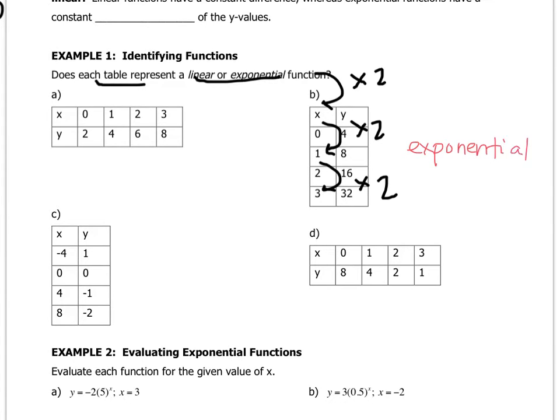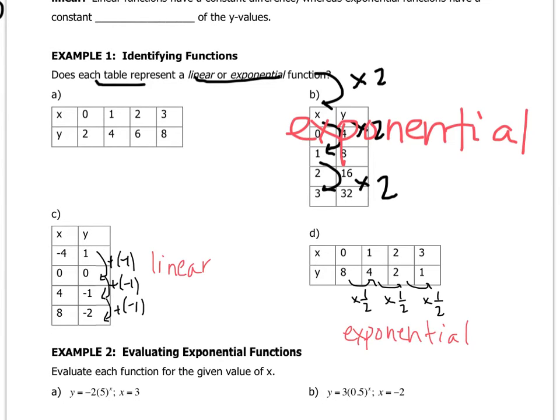All right, I'd like you to pause the video and try C and D on your own. I changed this to say plus -1, so that you could see that it is a constant addition every time, whereas this is a constant multiplication where it's being multiplied by 1/2. We always think of the ratio as what you're multiplying by, so if it's a division, figure out a way to write it as multiplication.